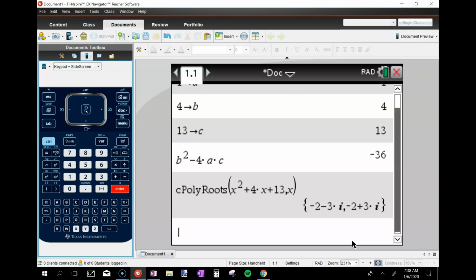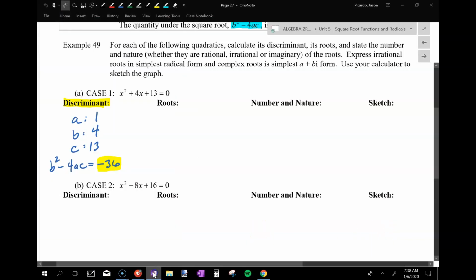Now, what if you made a bad choice? What if you thought the roots were real? What would it have given me? The empty set with nothing in it, right? Which would have meant that I would have gone back and done the complex roots anyway. All right, so negative 2 plus or minus 3i.